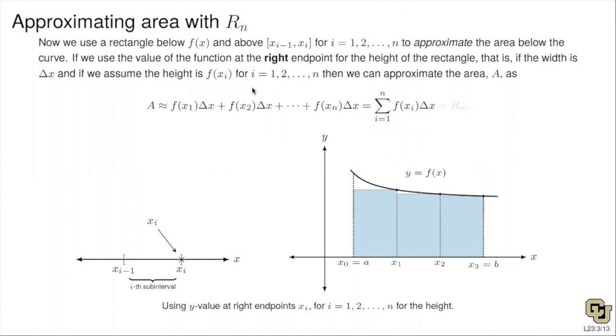When we use right endpoints to do this approximation, the book uses the notation R sub n. So this is to indicate that we used the right endpoints, that's the R, and that we used n rectangles. So here, this approximation that I've pictured here, technically this would be R3.